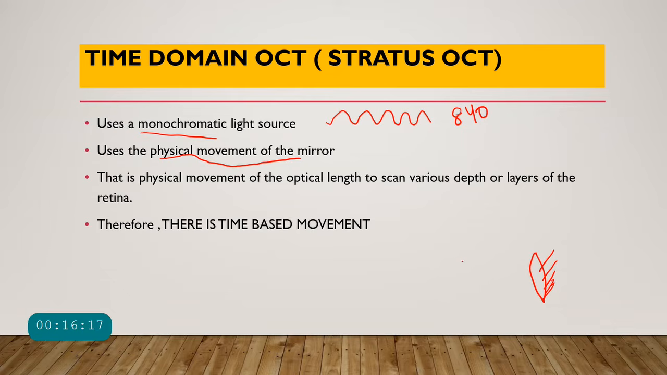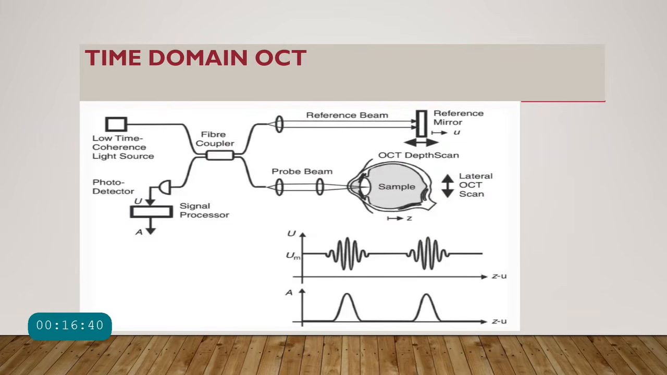So what did I tell you? In the reference arm, we already know the optical length or the optical path distance of the reference mirror. And since the reference mirror is going to move in a time domain, this optical length is also going to keep on changing in case of time domain OCT. And therefore there is a time-based movement of the mirror, and that is the reason it is called time domain OCT. So this is a schematic diagram showing you the technology of time domain OCT.